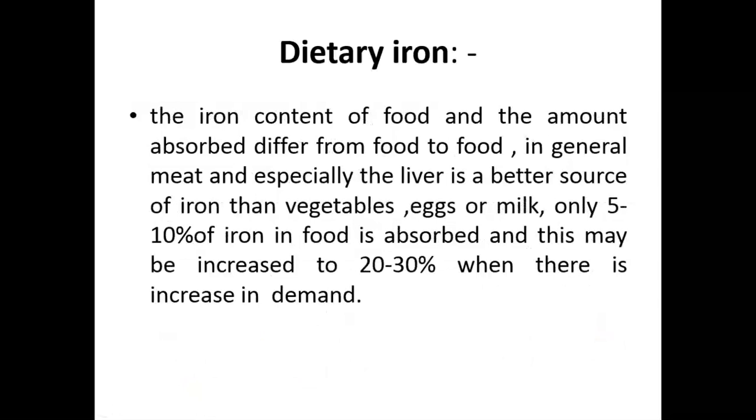In the diet, the amount of iron in the food differs according to the type of the food. But in general, meat, especially the liver, is a better source of iron than vegetables, eggs, or milk. Only 5 to 10% of iron in the food is absorbed. Meaning that no matter how high the amount of iron is, the proportion absorbed is limited, not exceeding 10%. This may be increased to 20 to 30% when there is increase in demand. Meaning that when the need for iron increases, we can increase the absorption capacity of the intestine to 20 to 30%, but not more than that.